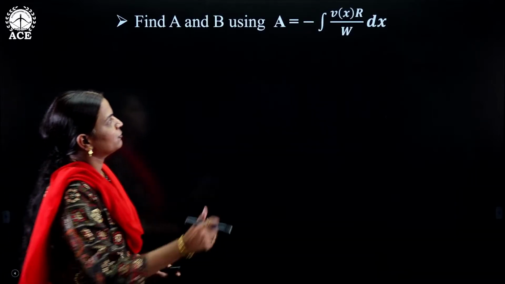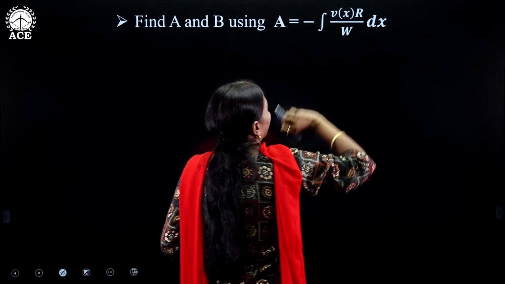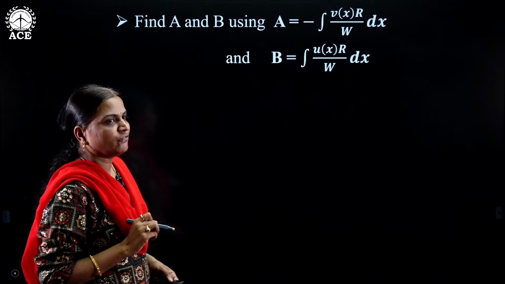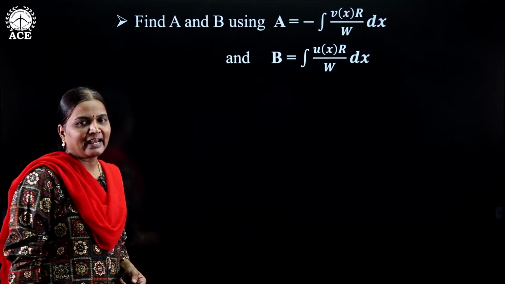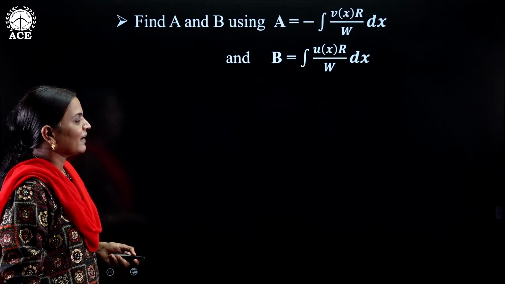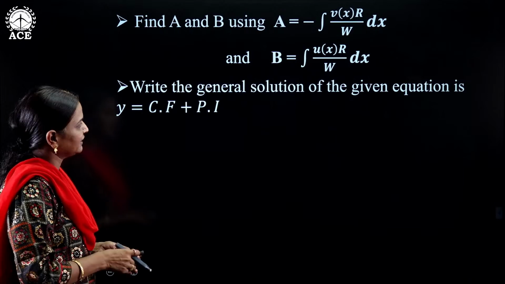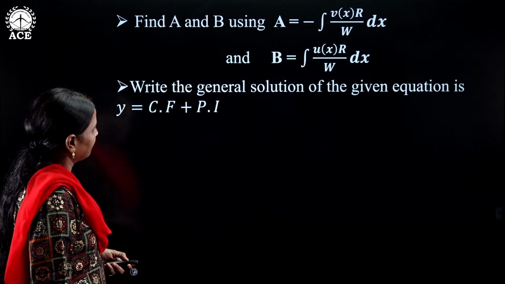Find A using the formula: A is equal to the integral of minus v of x into R by W into dx, and B is equal to the integral of u of x into R by W into dx, where W is the Wronskian of u and v. After finding the A and B values, next write the complete particular integral and write the general solution. What is the general solution? Complementary function plus particular integral.